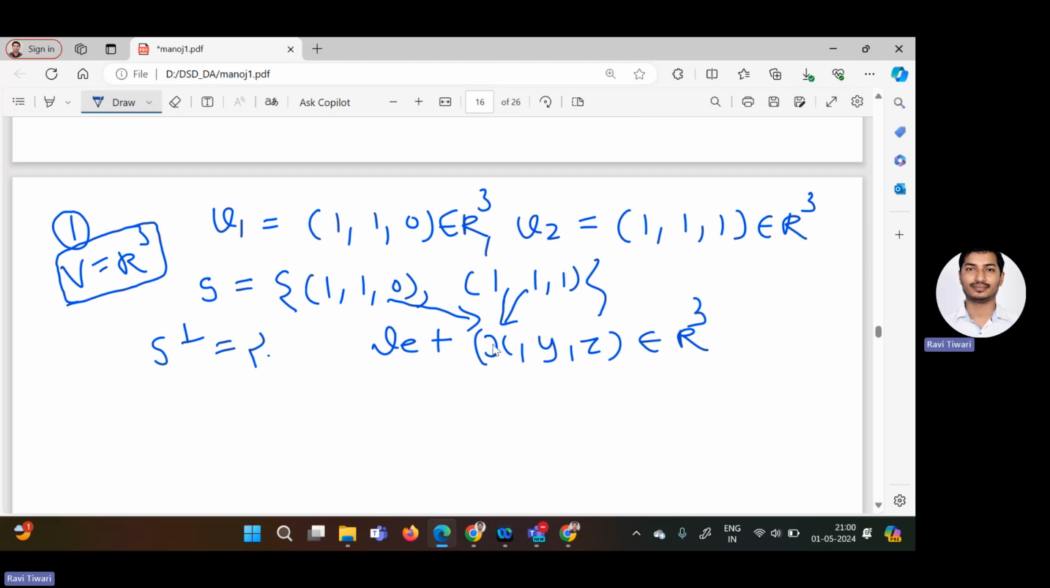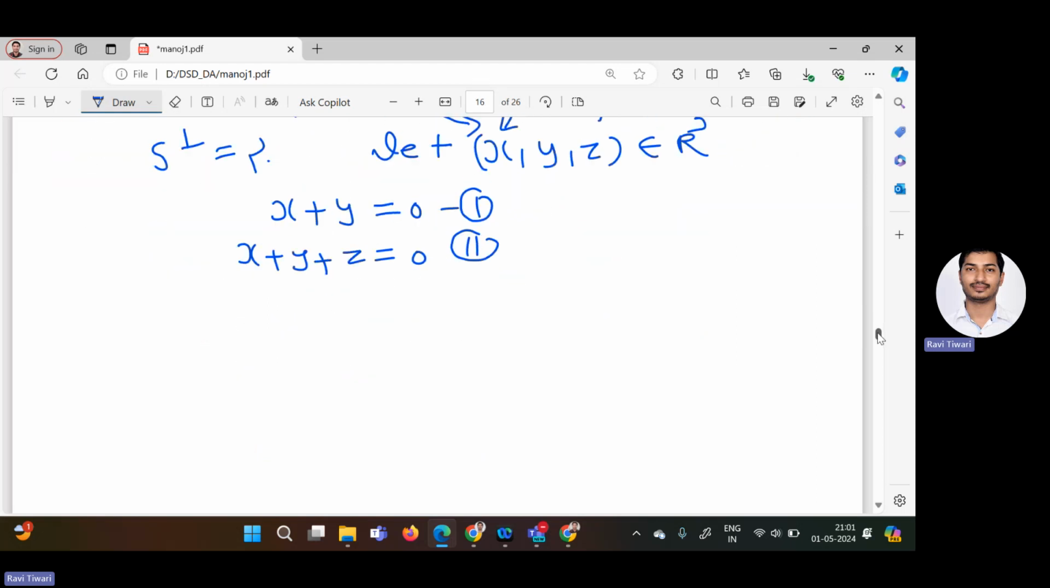So the first equation you will get: the inner product of V1 with (x, y, z) equal to 0, so x plus y equal to 0. This is the first equation. For the second equation, because V2 is (1, 1, 1), we get x plus y plus z equal to 0. This is the second equation. Now from the solution of these two, we can get a basis for the orthogonal complement. From the first equation, x plus y equal to 0, we can use this in equation three.